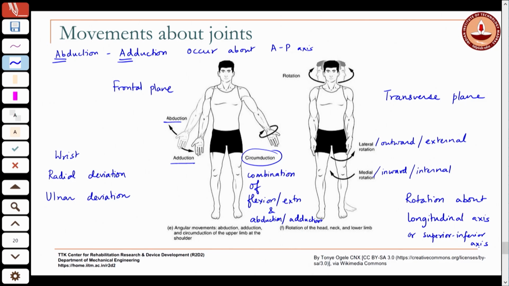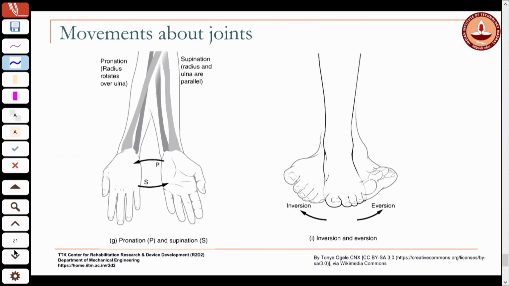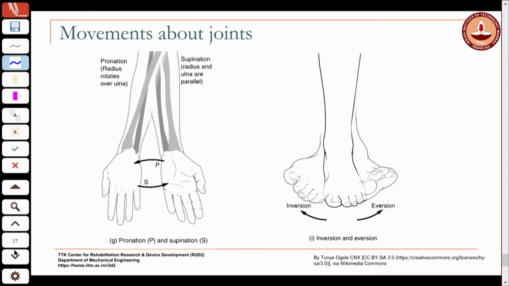Only for the forearm we said the outward rotation. So, the outward rotation of the forearm is your supination, the inward rotation is the pronation. This is the inward rotation and this is the outward rotation.